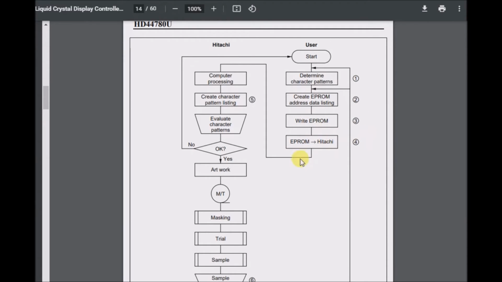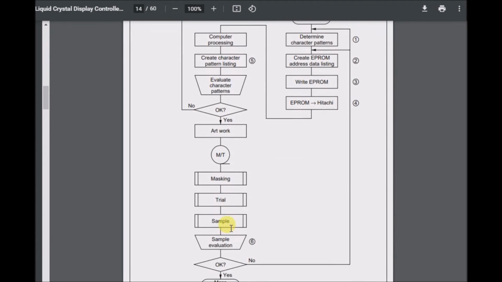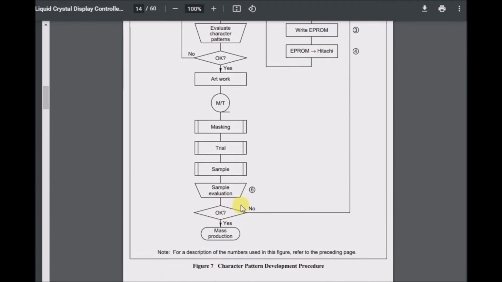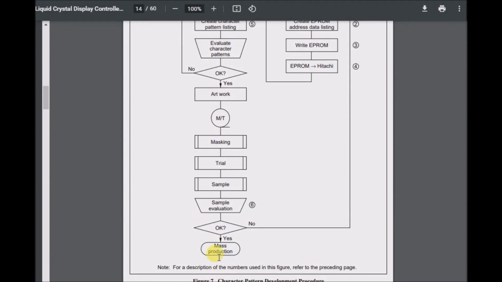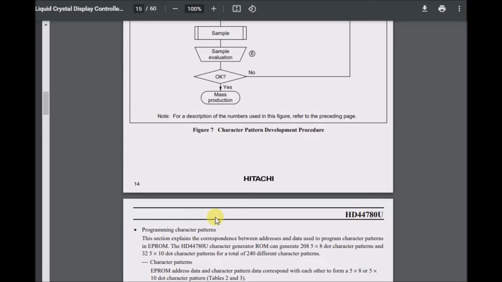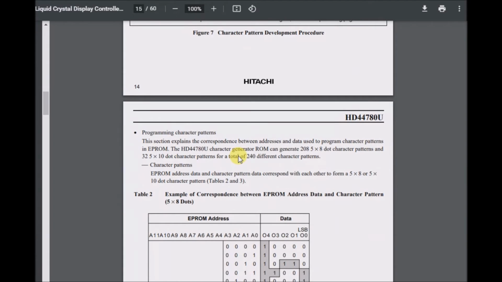And I guess then it flows up here. Computer processing. Create character pattern listing. Evaluate character patterns. Okay, yes. Artwork, MT, masking, trial, sample evaluation. Okay. Mass production. Don't quite understand what it's talking about when it says mass production.